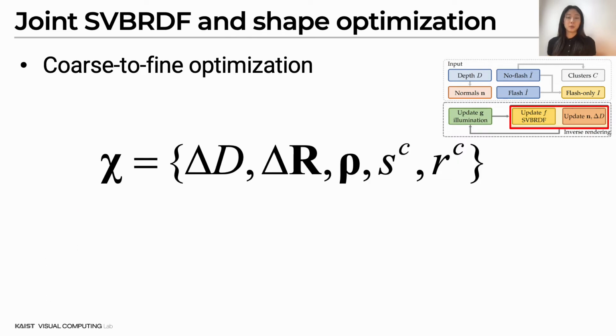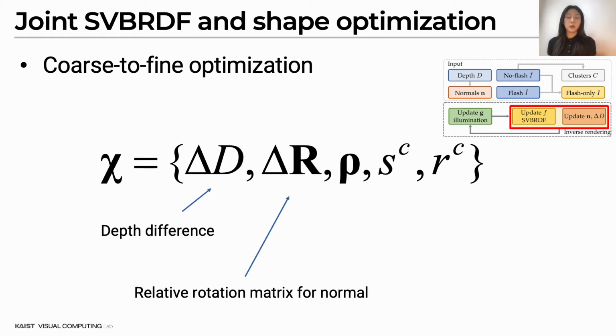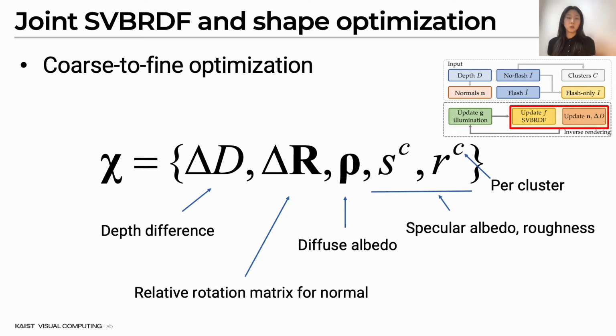In step 2, the joint optimization is done in a coarse-to-fine manner, and there are 5 optimization parameters being used. To obtain refined geometry, we use a depth difference matrix and a relative rotation matrix. To obtain SVBRDF, we use per-pixel diffuse albedo, and specular albedo and roughness per material cluster.